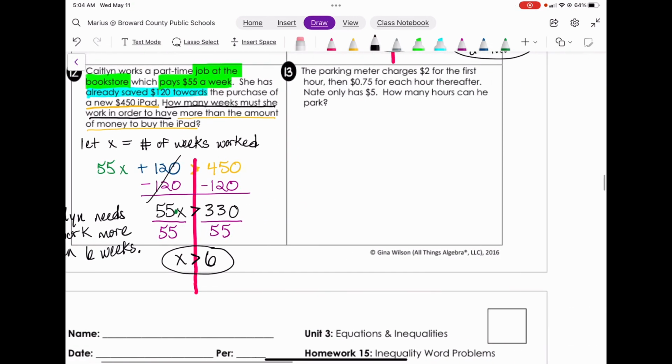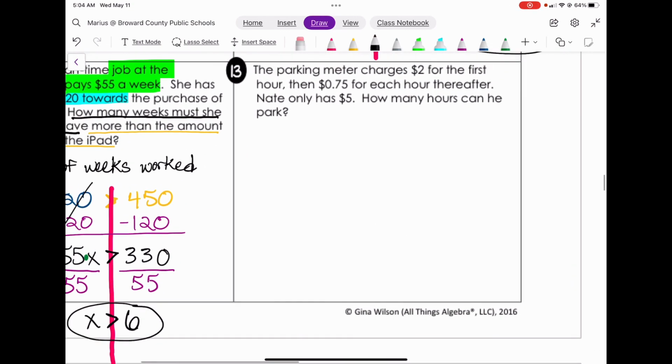All right, number 13, and this will be the last one for our lesson today, and we'll wrap up here, okay? Number 13, the parking meter charges $2 for the first hour, then 75 cents for each hour thereafter. Nate only has $5. How many hours can he park? How many hours can he park?